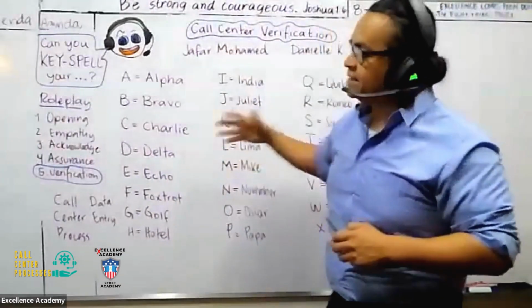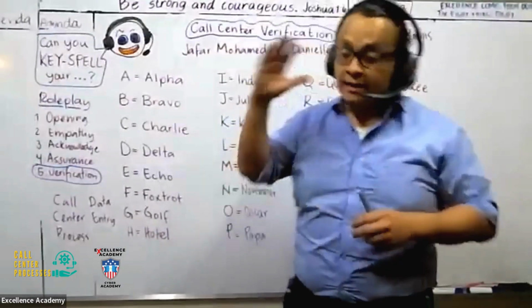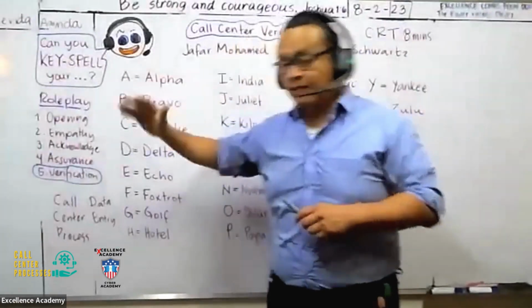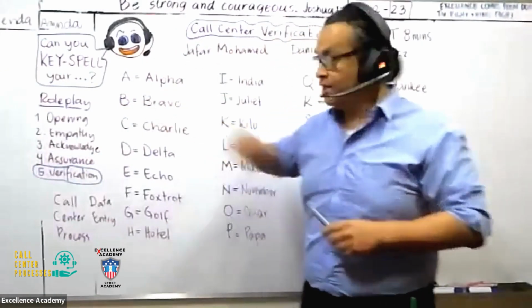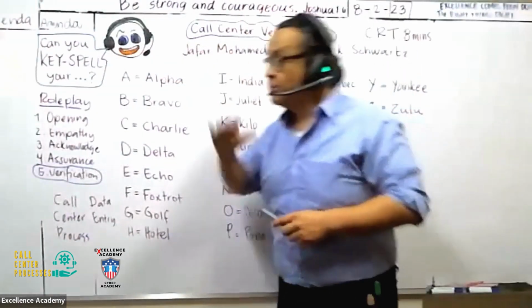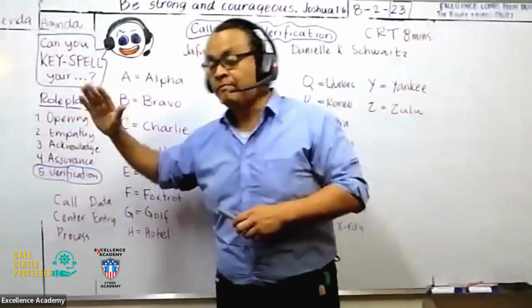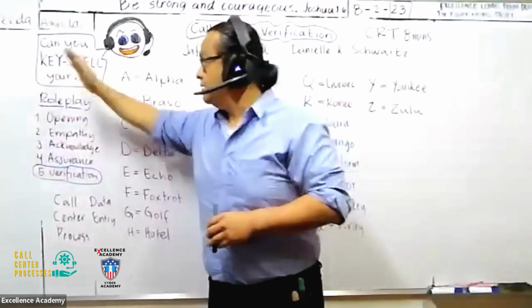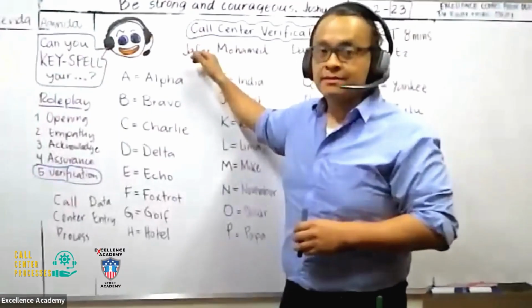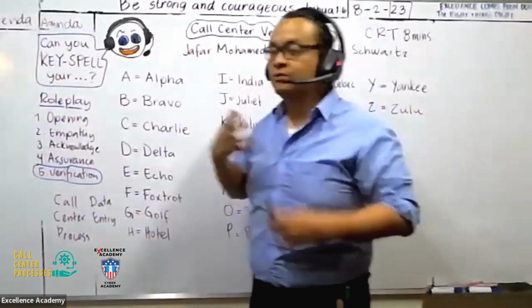So I went in and I said, okay, everybody, let's listen up. Let's huddle. Everybody pay attention. This is how we're going to do it. When you request the customer's information and they come up with a name like Jamar Mohammed, whatever, what you're going to do is say, Mr. Customer, I really appreciate that. Can you key spell your name, please? Key spell, right? So what is the key spell?